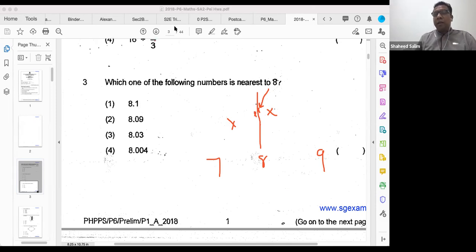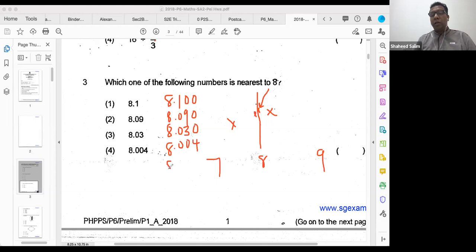Now number 1, let us write it out. If we make the numbers the same number of decimal places, this is like 8,100. This one we add 8,090 like that. So 8,030. Can you see now? This one is 8,004. So this 8 is what? This is like 8,000 like that, because I put a dot here. So which one is closest to 8,000?